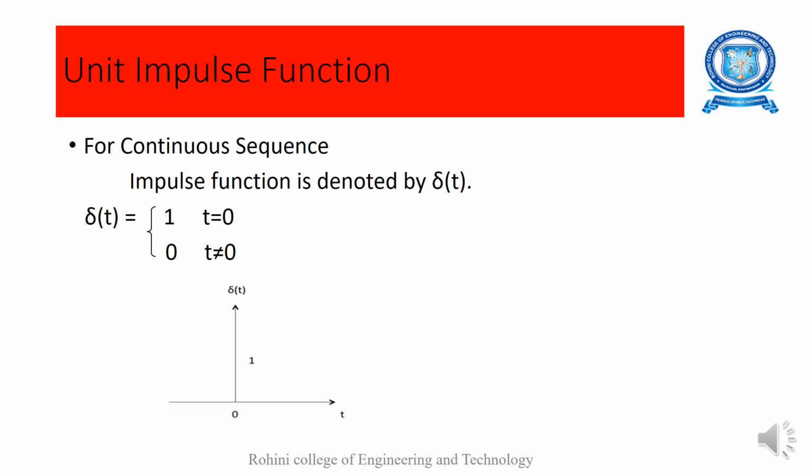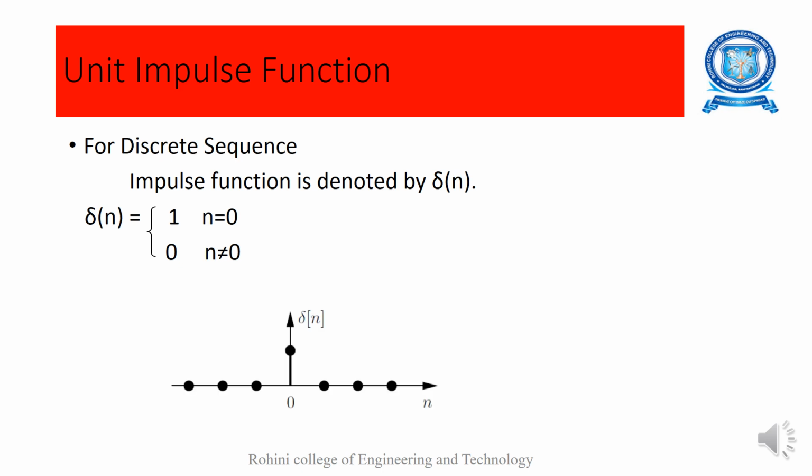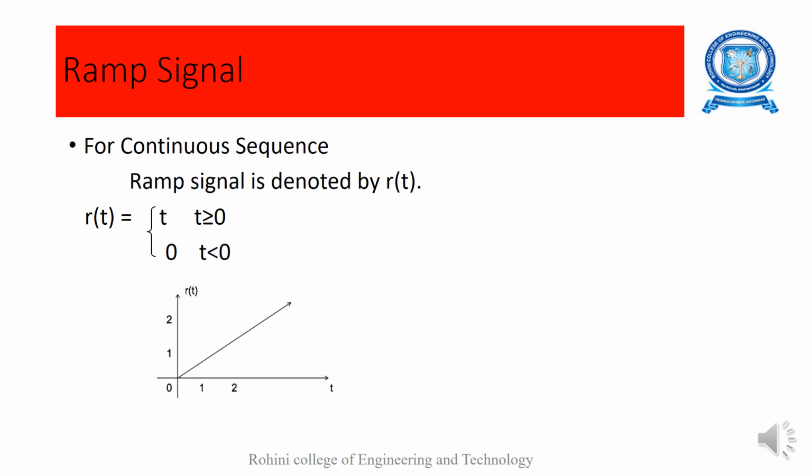Next is the unit impulse function. It is represented by delta(t) equal to 1 for t equal to 0, and 0 for t not equal to 0. This is the representation of the unit impulse using a continuous signal. In the case of the discrete time sequence, the impulse is given as delta(n) equal to 1 for n equal to 0, and 0 for n not equal to 0.